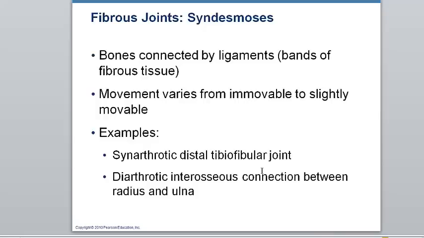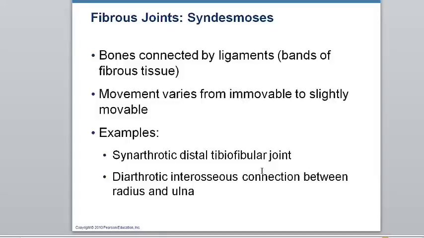Next type of fibrous joint is your syndesmosis. In syndesmosis, bones are held together by ligaments. It depends where these joints are. Sometimes it is slightly movable, sometimes it's completely immovable. For example, in your tibiofibular joints, between your tibia and fibula, you have your proximal tibiofibular joint and distal tibiofibular joint. Over there, it is synarthrotic.